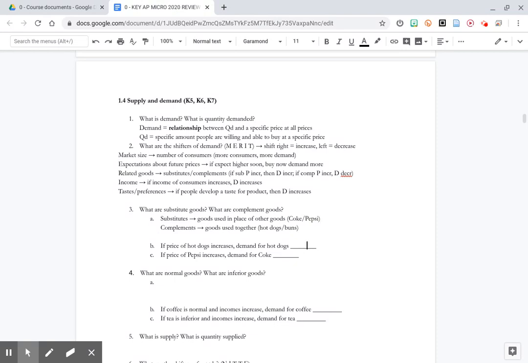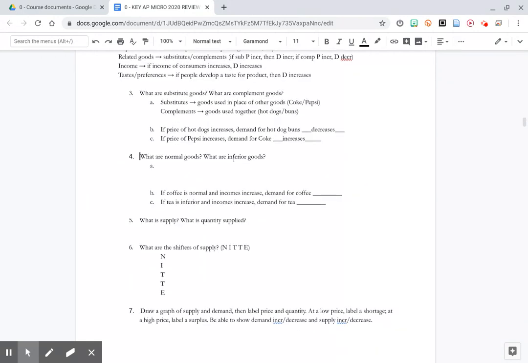And here we actually have an example of this. If the price of hot dogs goes up, demand for hot dog buns, it would be better if I said that, hot dog buns decreases. And then if the price of Pepsi goes up, demand for Coke increases is kind of another way to think about that. Normal goods and inferior goods.